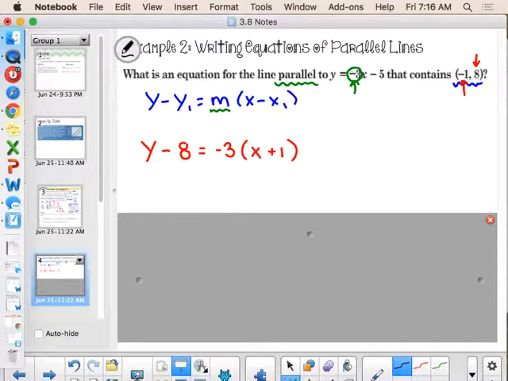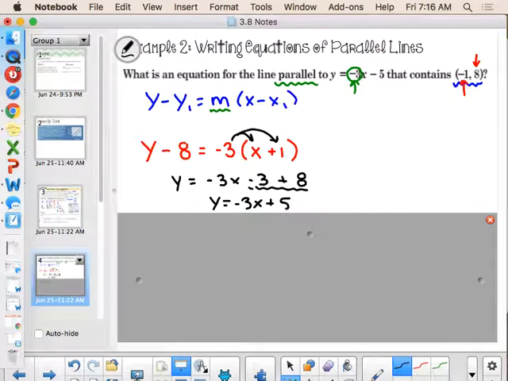If I wanted to put it into slope-intercept form, all I would need to do is distribute my -3 and add 8 to both sides. So let's do that. We have -3x minus 3 plus 8. That was me doing all my steps at once, distributing the -3 and adding 8. Notice I have two like terms, so this becomes y equals -3x plus 5. This would be a correct answer, as well as this answer right here.